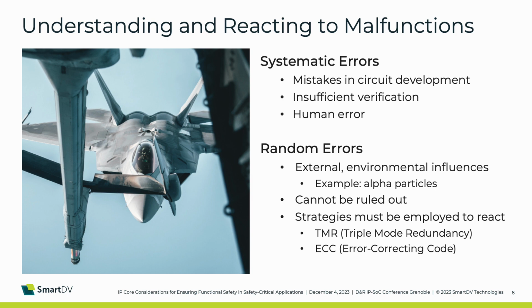But even with pure hardware errors, it is essential to understand what malfunctions can actually result from these and what an appropriate reaction should look like. A distinction is made between systematic errors, which result, for example, from errors in circuit development or insufficient verification, and randomly occurring errors, which are caused by external influences. It is important to understand that systematic mistakes cannot be avoided in every case.